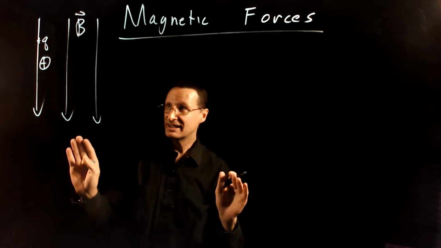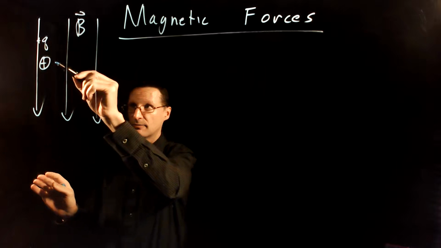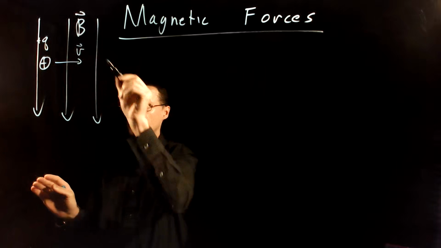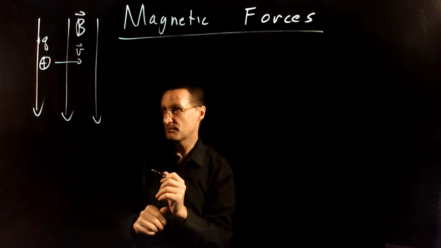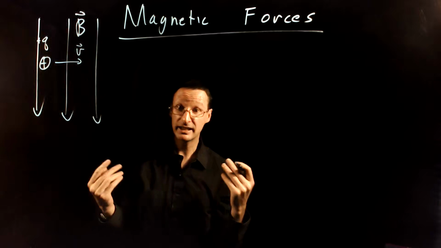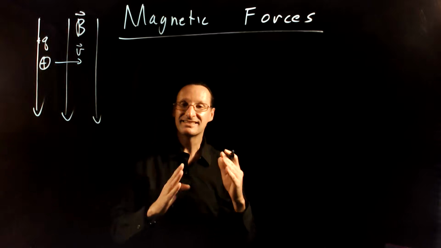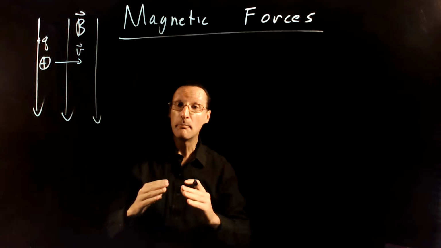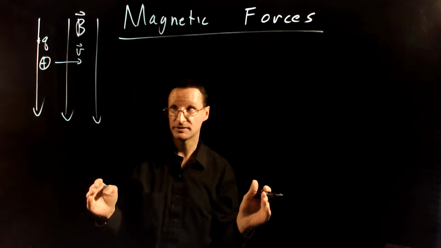What I need to do to get it to feel some force is to give it some velocity. So I'm going to give it some velocity v in that direction. And you might think, well, then the force is going to point along the magnetic field line. But that is not how magnetic fields work. They're a bit more complicated than electric fields.